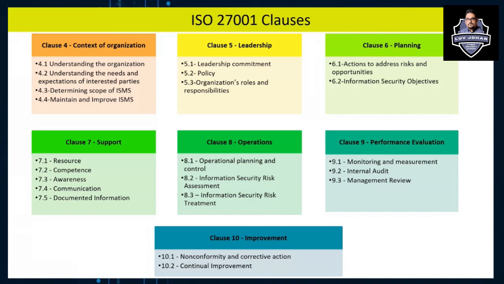And then you have clause 9, which talks about performance evaluation. Here you have to monitor and measure the ISMS that you have created. You conduct an internal audit. You should know how to conduct internal audit. There should be an internal audit team here. We should be conducting a periodic internal audit exercise in the organization. There should be management review of the internal audit as well. What are the findings? What are the next steps? Everything has to be documented here.